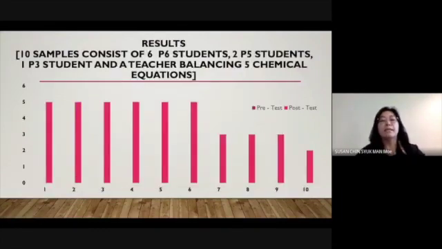Now this is another result from the 10 volunteer samples. This sample was taken during my son's science week at St. James. During the science week, I asked my son to help me get some samples to test the efficiency of these innovation tools. So there are 10 students ranging from primary 3 to primary 6.